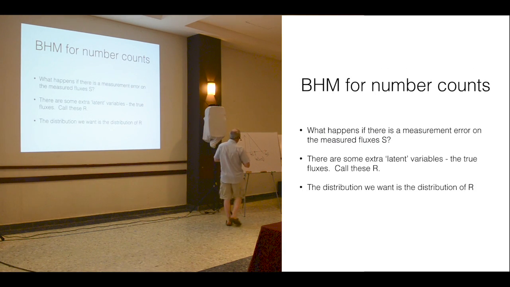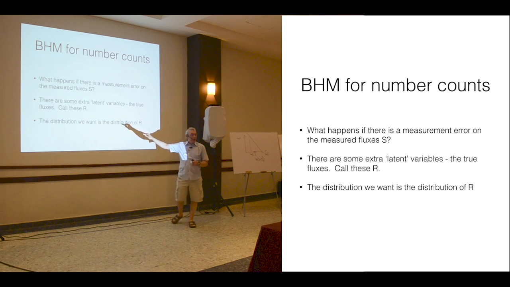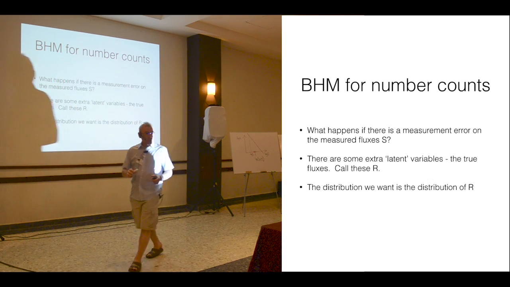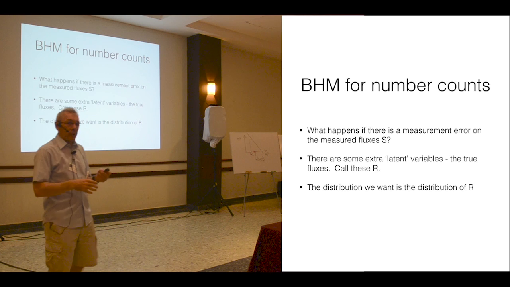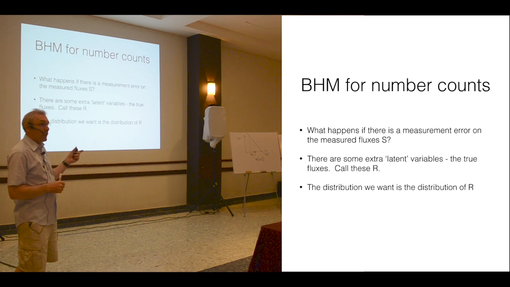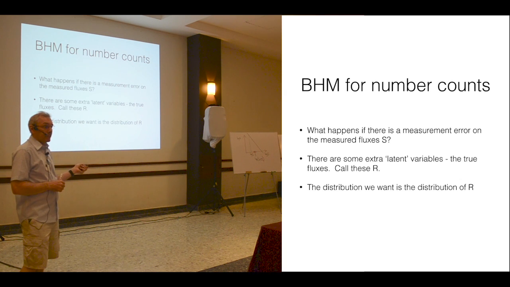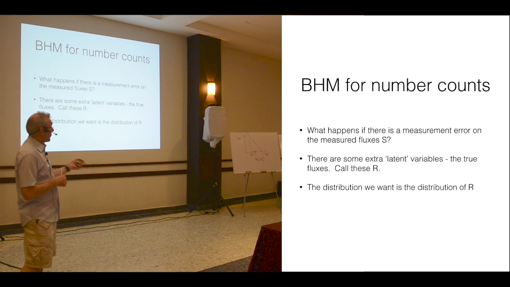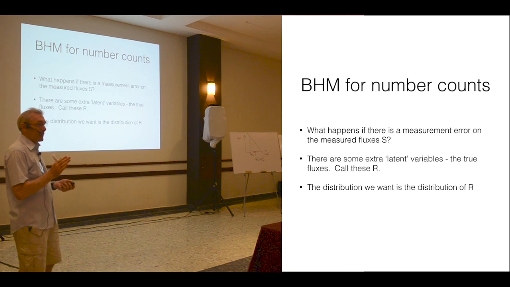So we change the problem slightly, but we have some error distribution. You can say there's some Gaussian error distribution on the flux. The way that we can do that is to introduce a new extra variable, sometimes called a latent variable, which is something which is unobservable, but which is relevant to the problem. Let's call it R, and R here is the true value of the flux. So we don't know what it is. We have an estimate of it from the measurement, but because of the measurement error we don't know what it is. But let's introduce it into the analysis.